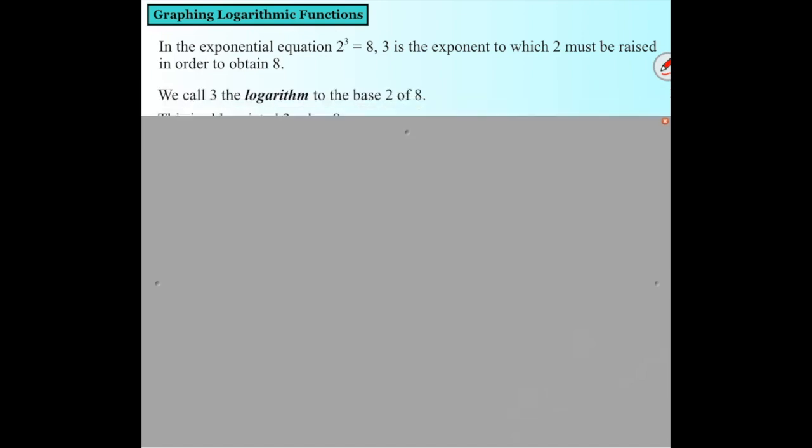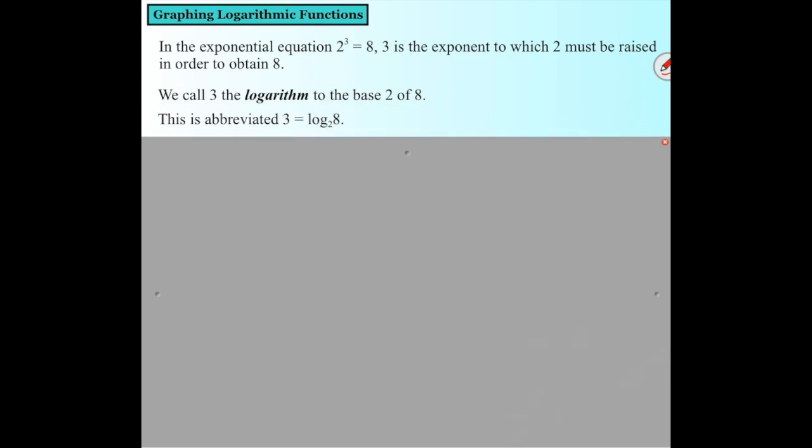It's all good there. So now we'll throw in the vocabulary here. So that 3, that exponent, instead of just calling it an exponent, we're actually going to give it a name, logarithm. So we call 3 the logarithm to the base 2 of 8. Sounds like a handful. It is. It's kind of confusing, but we can abbreviate that. So we can take this exponential equation and turn it into what's called a logarithm. So 2 to the third power equals 8 can be rewritten as a logarithm like so. This is abbreviated 3 equals log base 2 of 8. That's how you read that, log base 2 of 8.